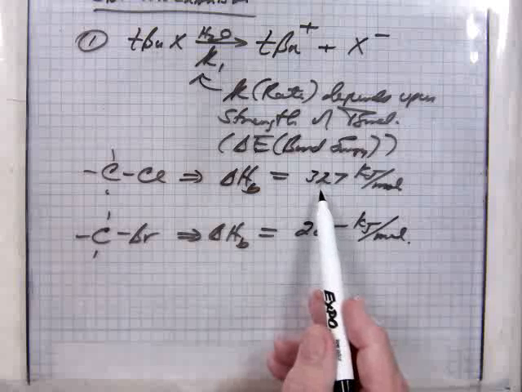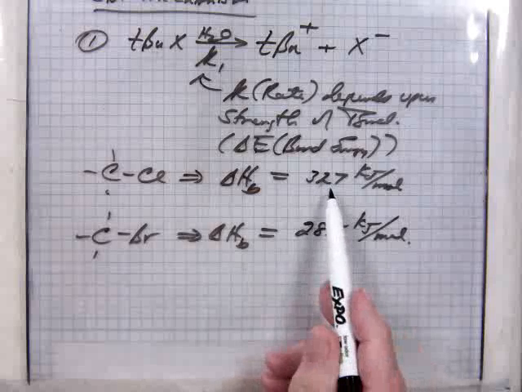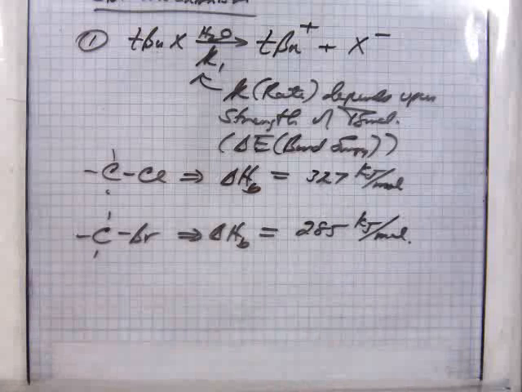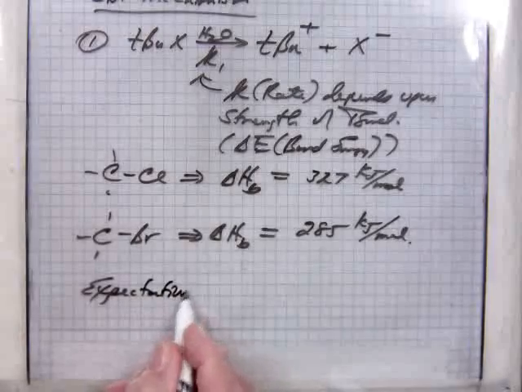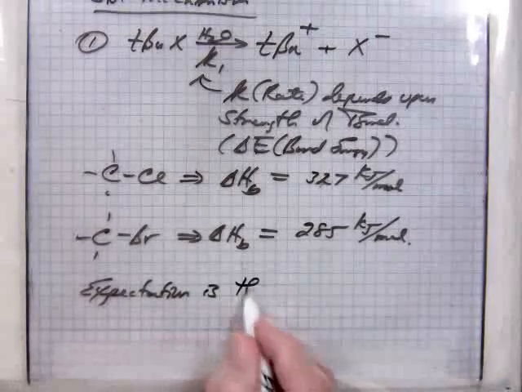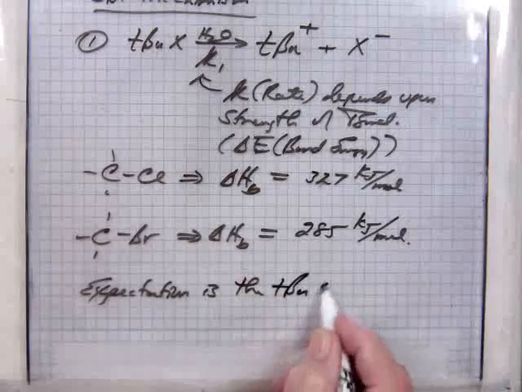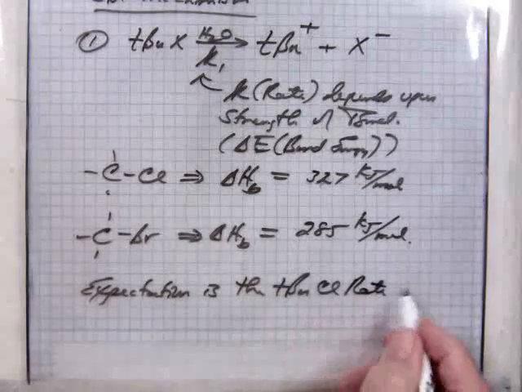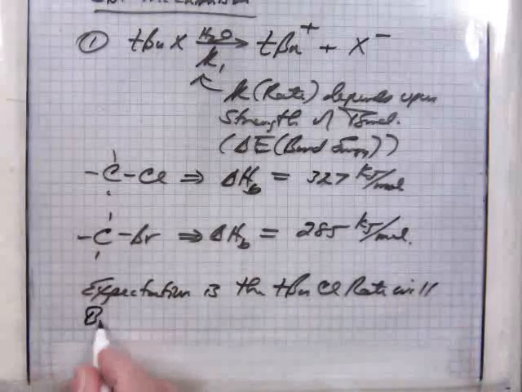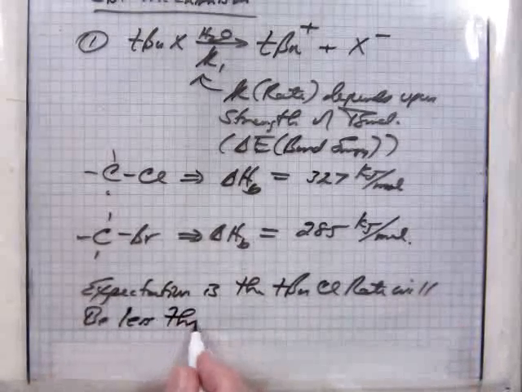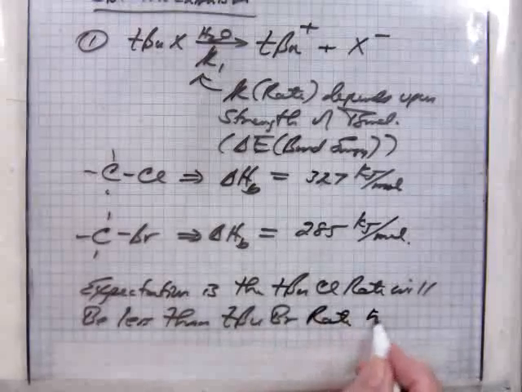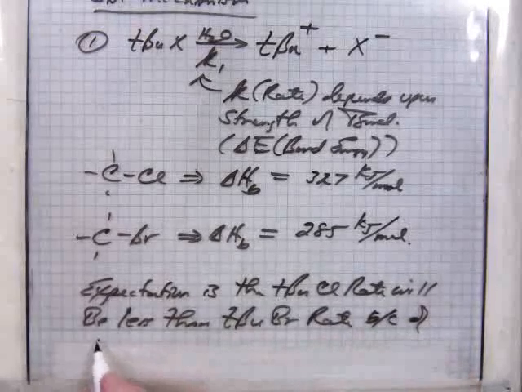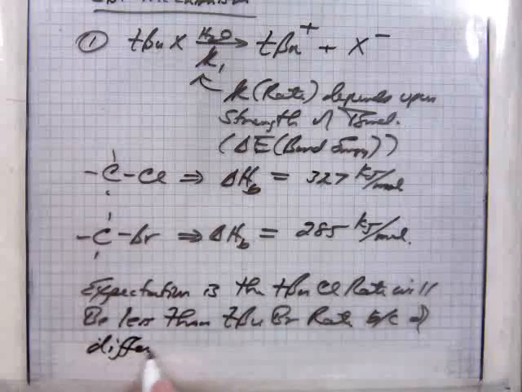The higher that bond energy, the stronger the bond. So the stronger bond, one with a bigger number between the two, is harder to ionize and has a slower reaction. So your expectation in this experiment is the T-butyl chloride rate will be less than T-butyl bromide rate because of differences in bond energies.